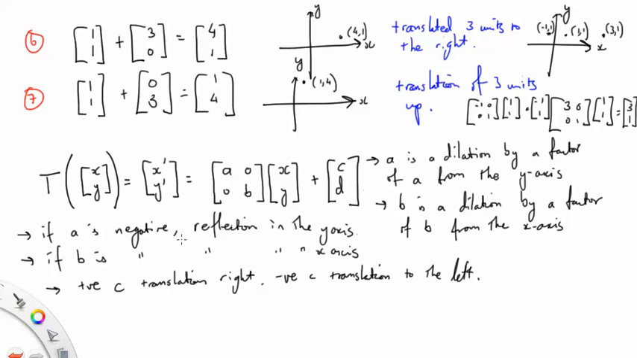Oh, and I've forgotten what D does. So let's look back up here. What does D do? Alright, it's going up by 3 units. So it must be up and down. So positive D is a translation up. Negative D is a translation down.